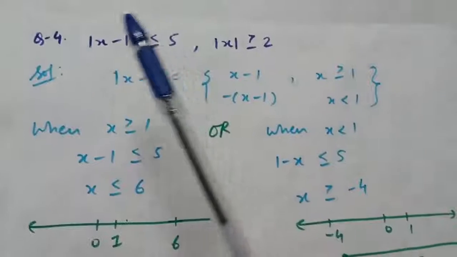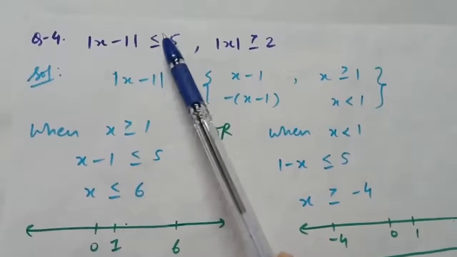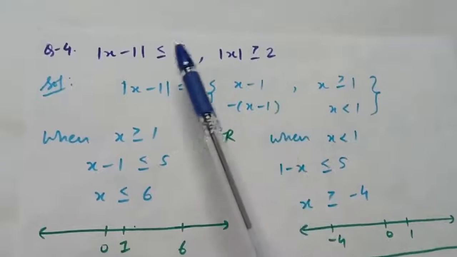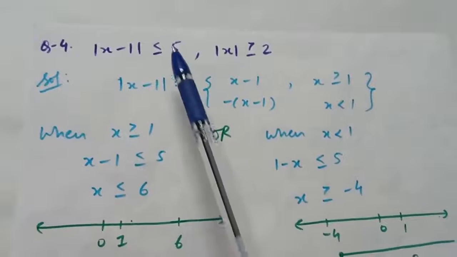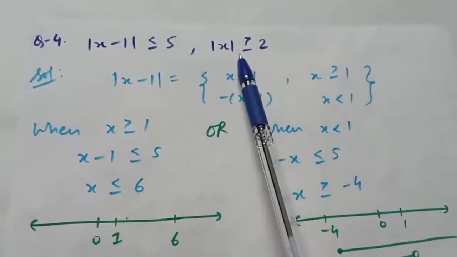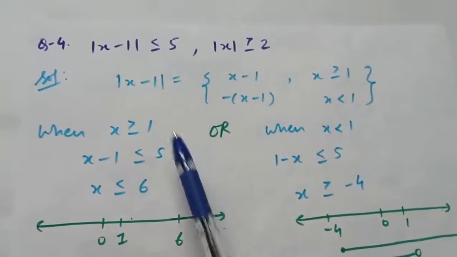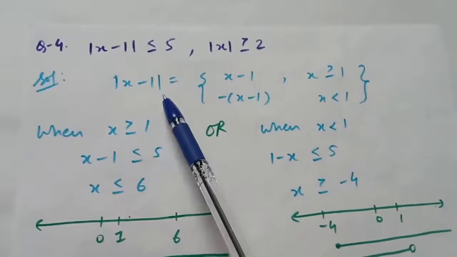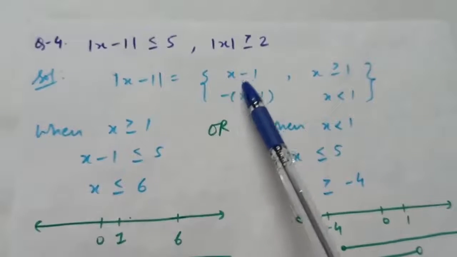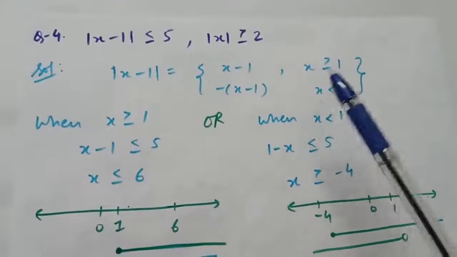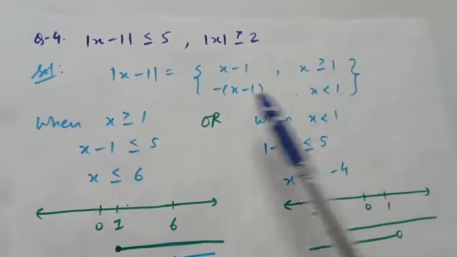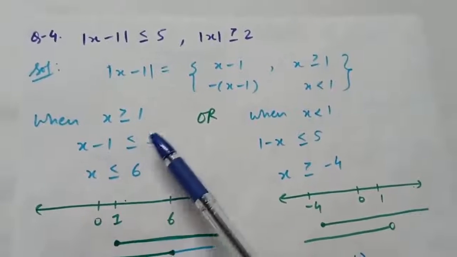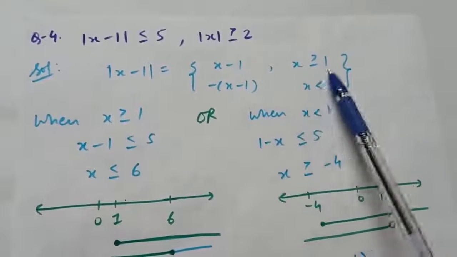Now question number 4. Modulus of x minus 1 is less than or equal to 5 and modulus of x is greater than or equal to 2. So two inequalities are given. We will find the solution of both of these inequalities and the final answer will be the intersection of those solutions, right? So first of all, modulus of x minus 1 is equal to x minus 1 if x is greater than or equal to 1, and if x is less than 1, then this will be negative of x minus 1.